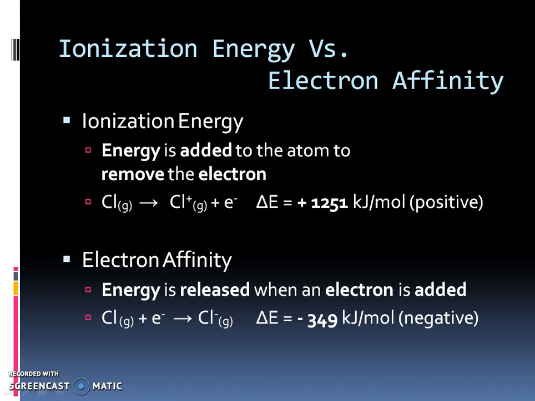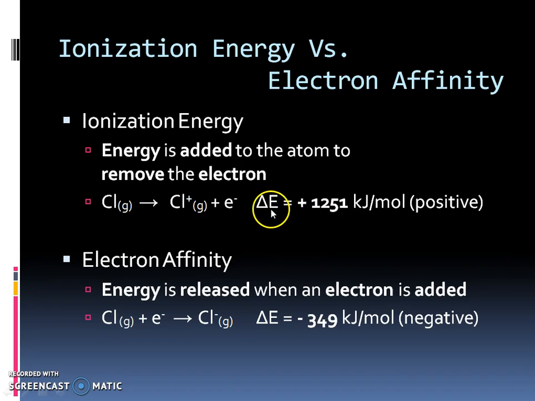So here's the difference. Again, I suggest you pause the video, fill in the blanks, and then play to hear my words. So if we look at this example for chlorine, we want to remember we're still in the gas phase. Ionization energy is the amount of energy needed to remove an electron. Look at this, it's a positive 1251 kilojoules per mole.